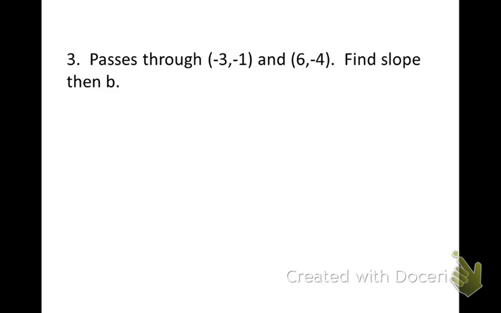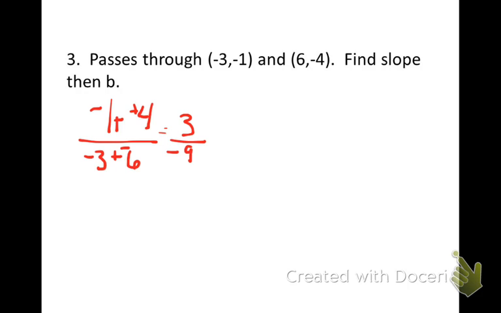Here I'm not given the slope or the y-intercept, so I need to find both. Well, we know how to calculate slope given ordered pairs, change in y's over change in x's. So it's just going to be negative 1 minus negative 4 over negative 3 minus 6. We need to do the math. Plus positive would give me 3, plus negative would give me negative 9, and that would reduce to negative 1/3. And I would suggest that you do reduce it because it'll make your life easier when you get to doing the math with it if it's in lowest terms.